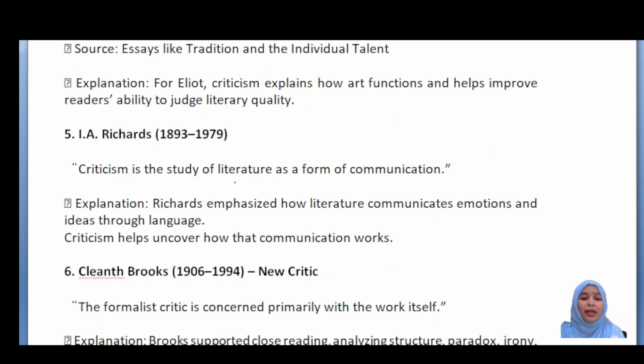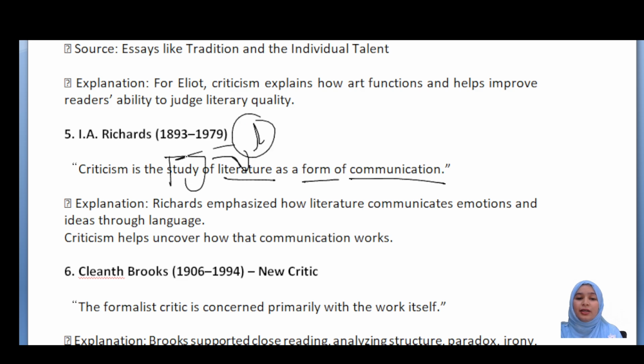Criticism is the study of literature as a form of communication. The literary work is studied as a form of communication. If someone says something, I can reply to that something. That is what is called communication.